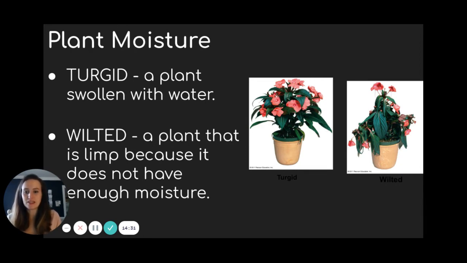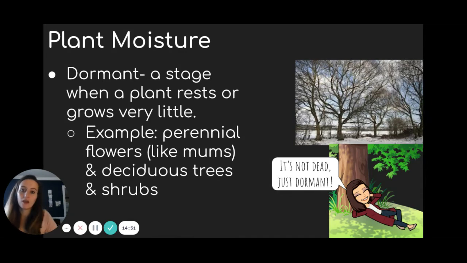But turgid is not always bad. Most of the time you need some turgidity to have that plant stand upright. So you'll see the picture on the left. That looks like a healthy impatiens. It's just perked up, looks happy. Wilted, it doesn't have enough water. It's sad.